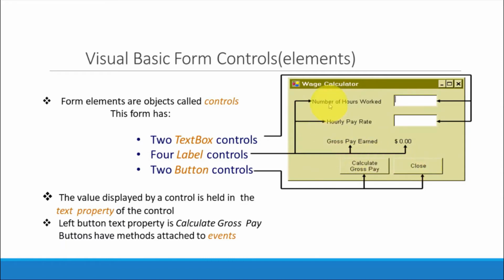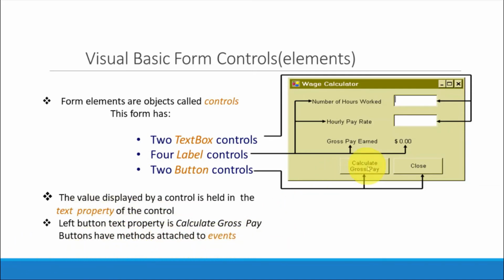So these are some objects or controls which are applied on our form. The value displayed by a control is held in the text property of the control. These properties are present in your property window. Now, the text property of the left button, the Calculate Gross Pay button, has methods attached to events.